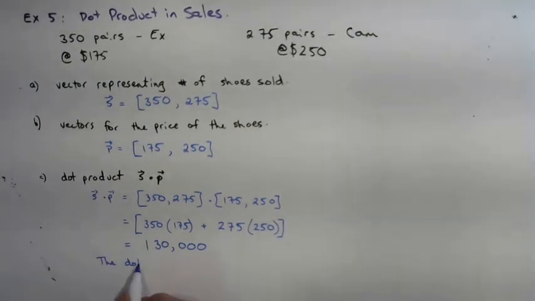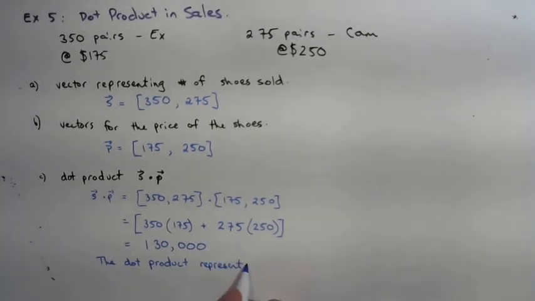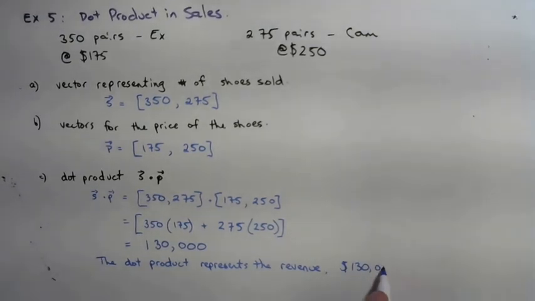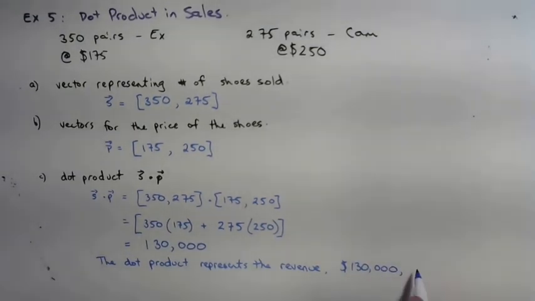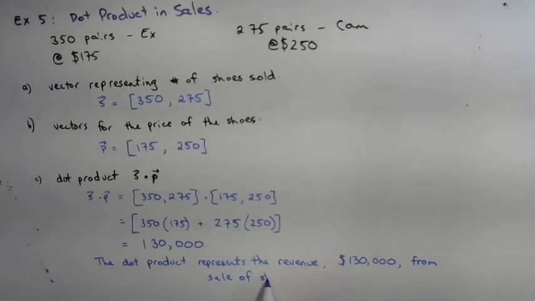So what's happening here? The dot product represents the revenue, $130,000, from the sale of shoes.